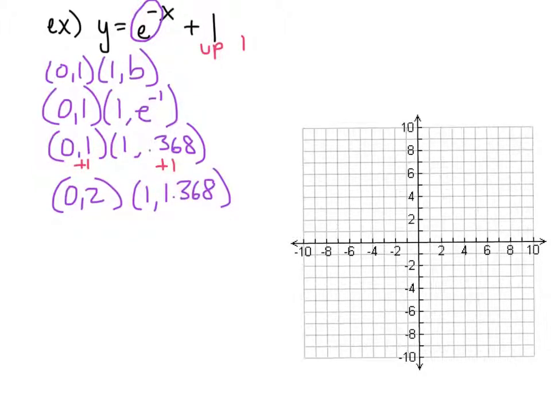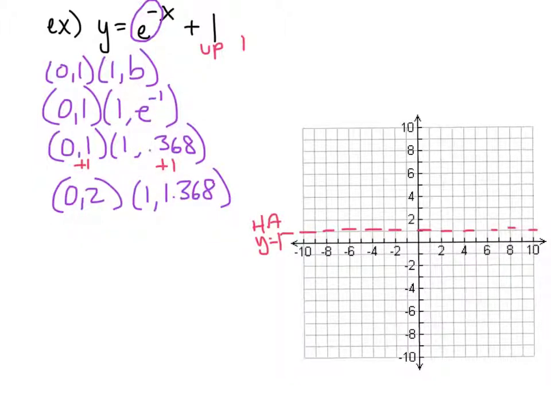Since we shifted up 1, what else got moved up 1? The horizontal asymptote. So now this is at 1. So I've got a horizontal asymptote at y equals 1. Was this going to be growth or decay? Decay, because r is negative, right? This r is negative 1.